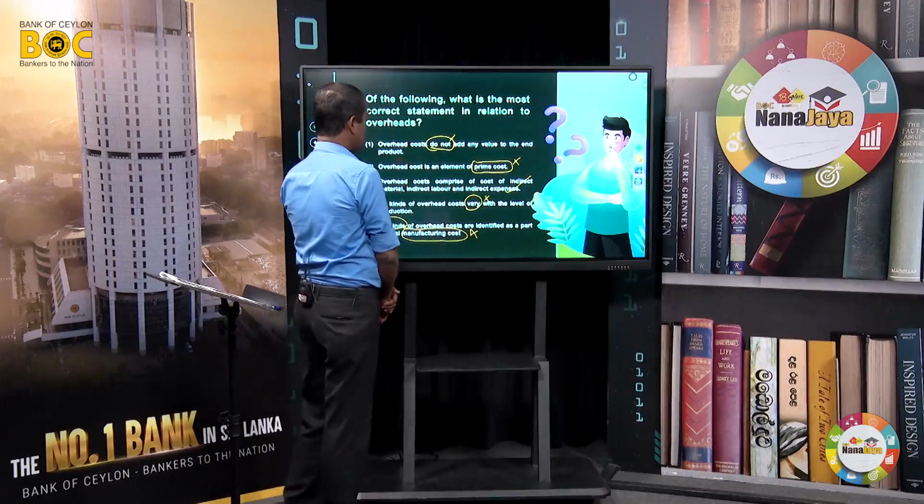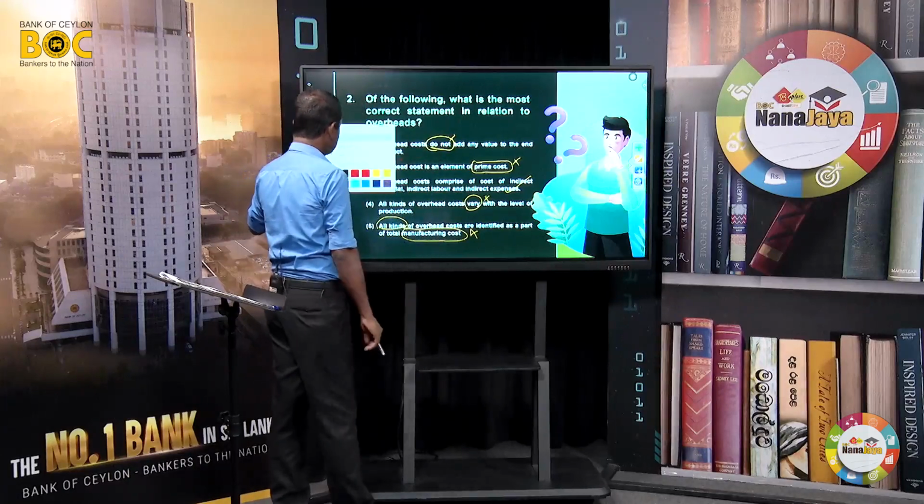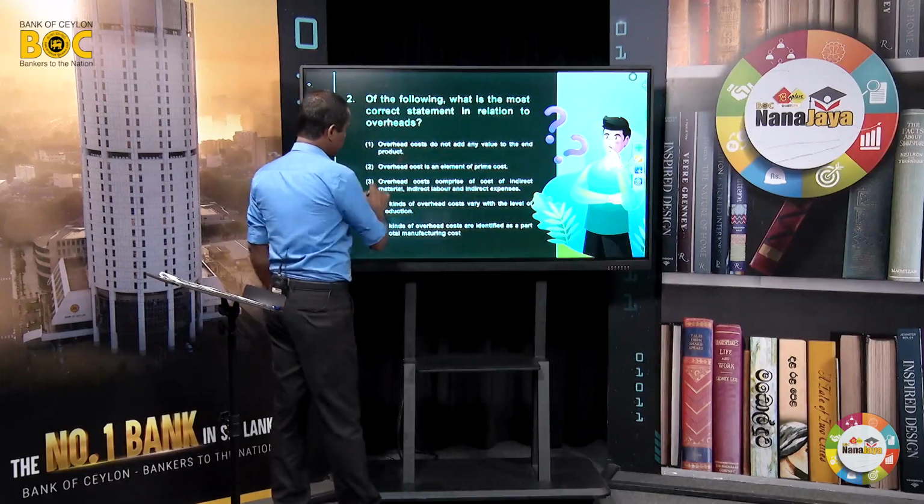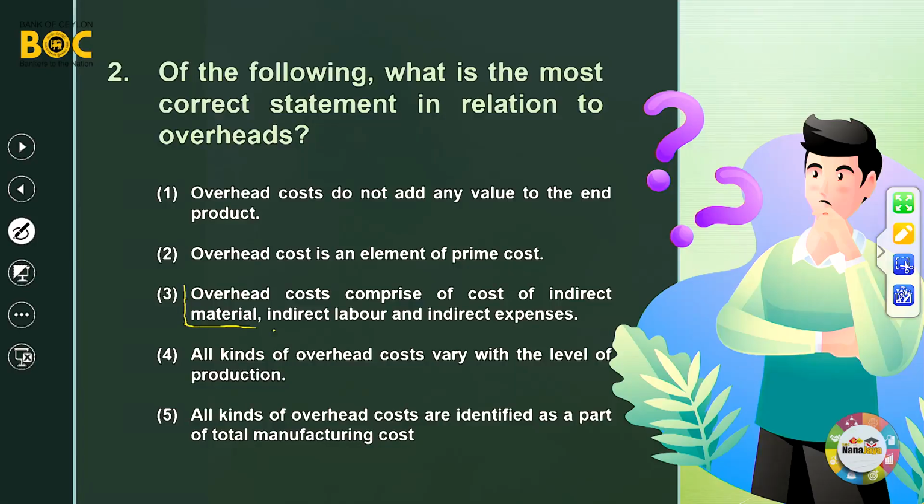The correct answer is: overhead cost comprises the cost of indirect materials, indirect labor and indirect expenses. Answer number 3.